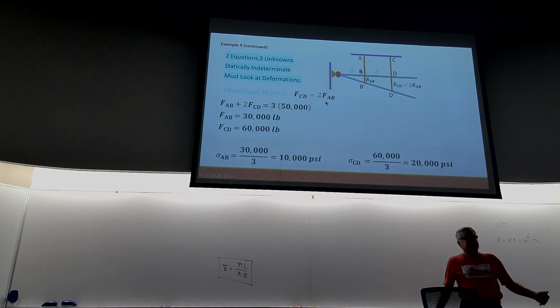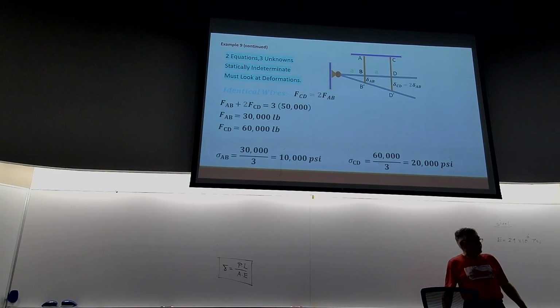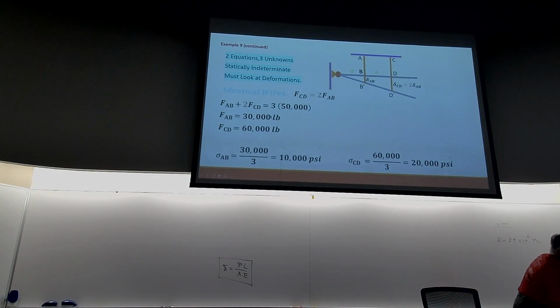Now we have 3 equations and 3 unknowns, so you could solve for all the forces. These are the forces. FAB, 30,000 pounds. FCD is twice as big. The cross-sectional areas were given as 3 square inches. And sigmas are P over A, or force over area. So we have 10,000 PSI for AB and twice as much for CD.